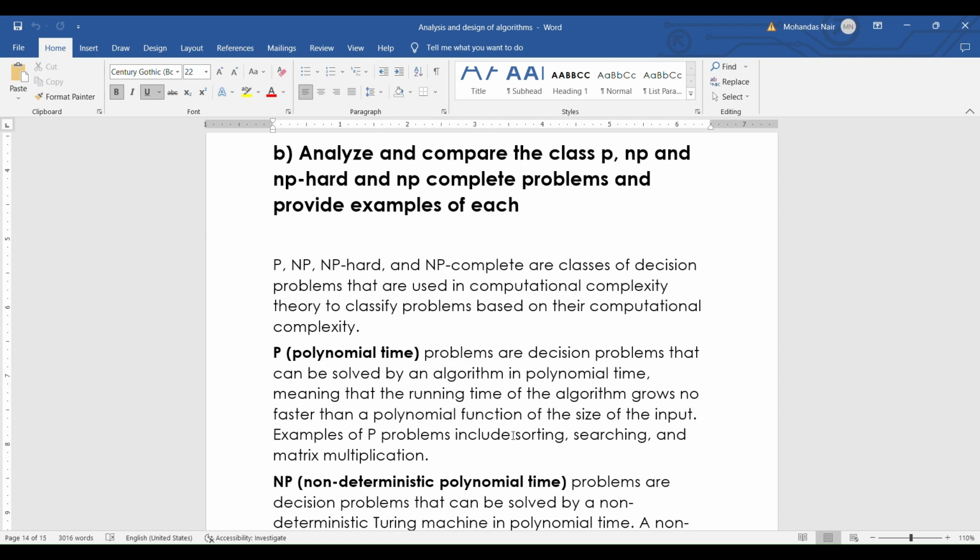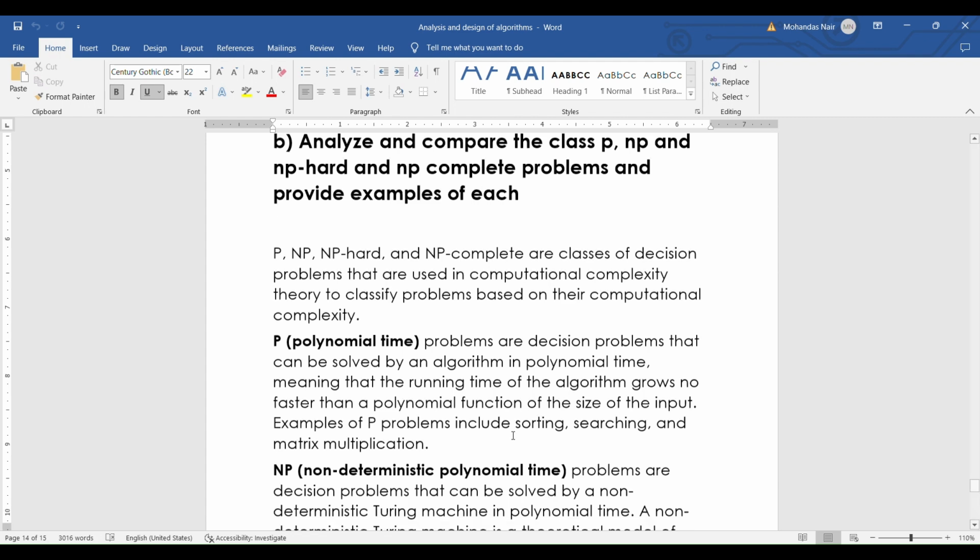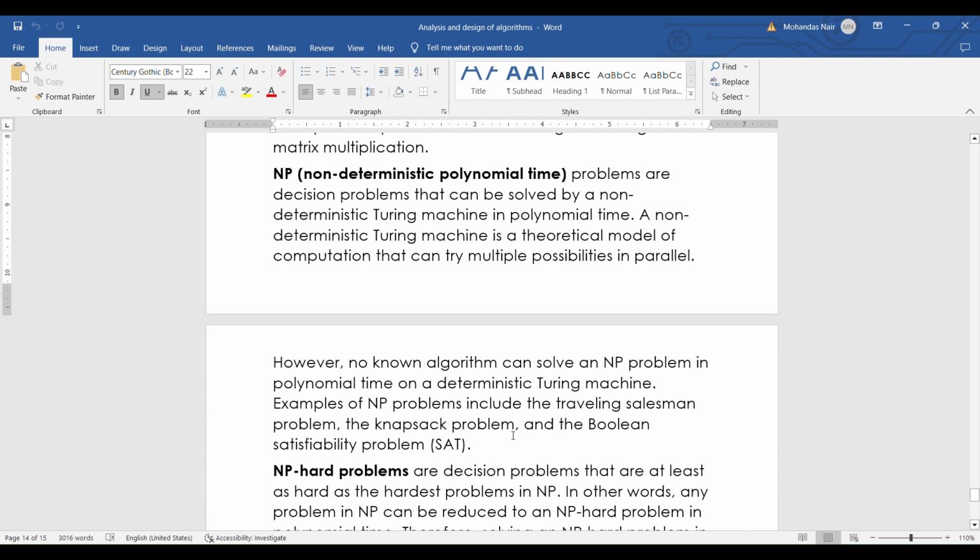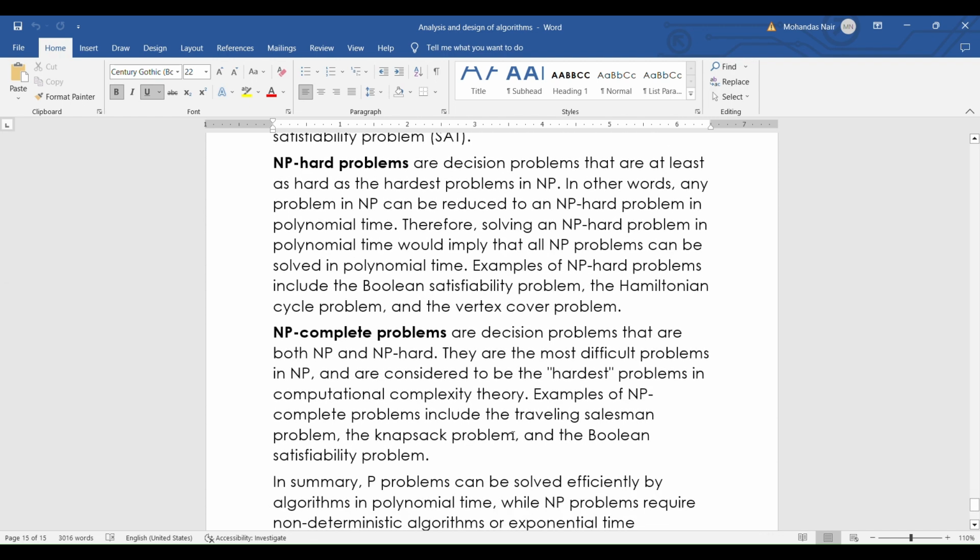NP, non-deterministic polynomial time problems. These are decision problems that can be solved by a non-deterministic Turing machine in polynomial time. A non-deterministic Turing machine is a theoretical model of computation that can try multiple possibilities in parallel. However, no known algorithm can solve an NP problem in polynomial time on a deterministic Turing machine. Examples of NP problems include the traveling salesman problem, knapsack problem, and the Boolean satisfiability problem, SAT.